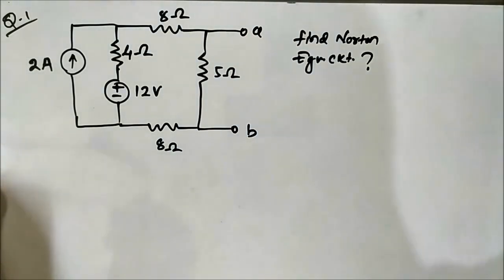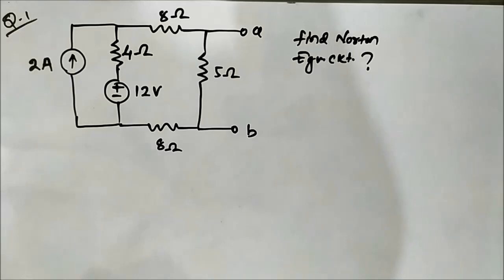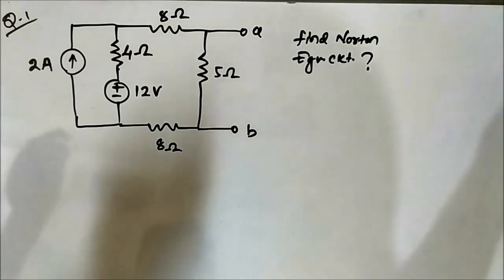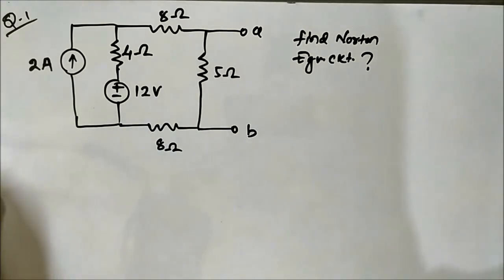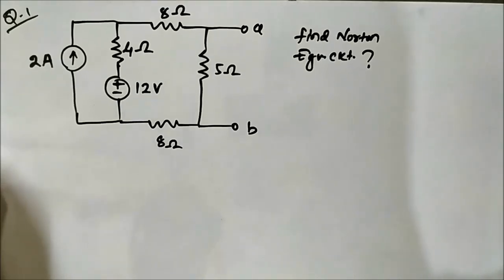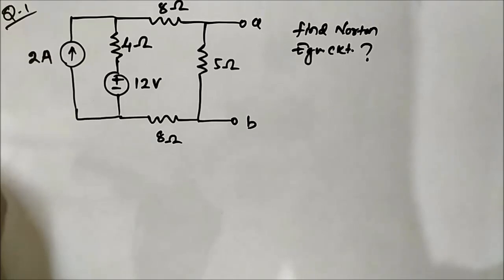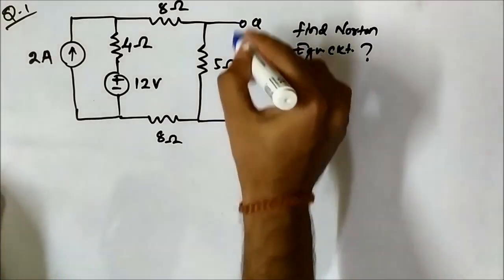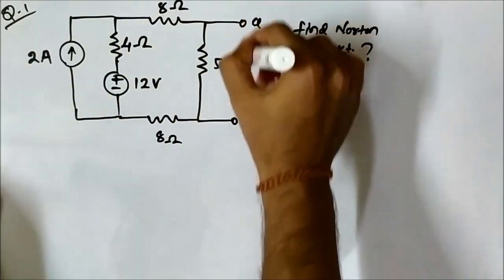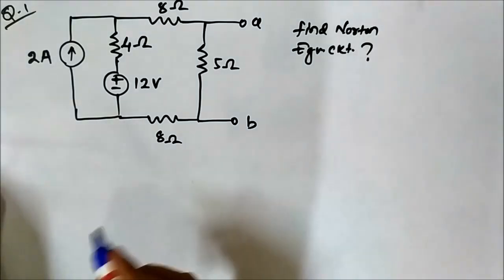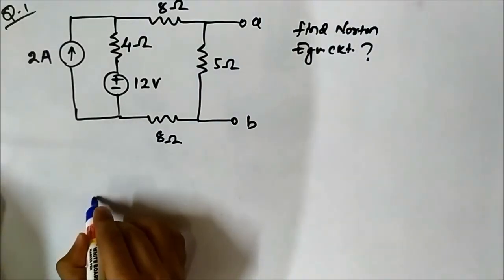So it consists of two parts. First we have to determine the Norton's current and then the equivalent resistance, deactivating the independent sources. Here it involves only independent sources. So let us start. First we have to redraw the circuit, short circuiting these two terminals. Let us redraw the circuit.